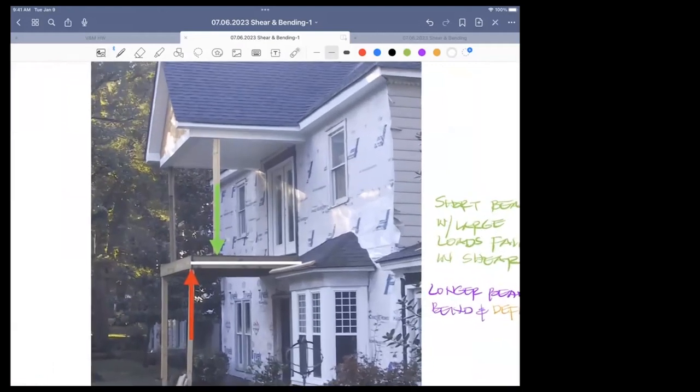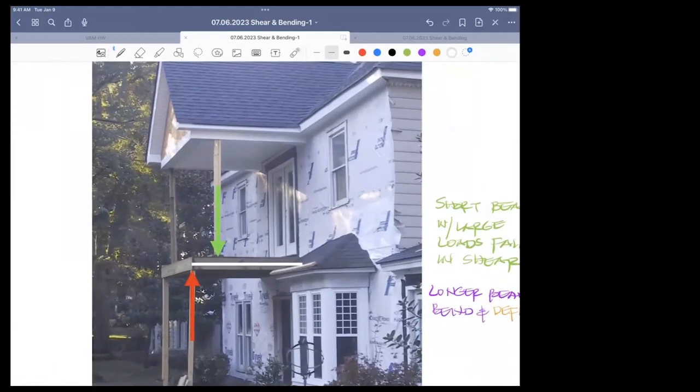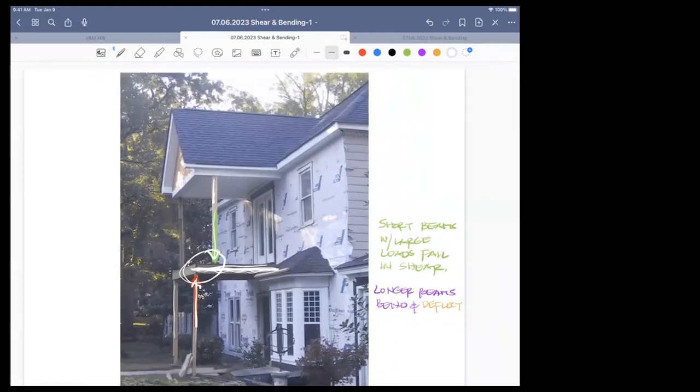So looking at this picture, it looks like there's a 4x4 temporarily supporting the roof. It looks like there's a couple of 4x4s down here, and there's this horizontal 2x10 that is subjected to a downward force and an upward reaction. And at the support, shear is critical. So this one is not going to bend and deflect. This one is more about shear. So if it were a smaller member, then it might fail in shear.